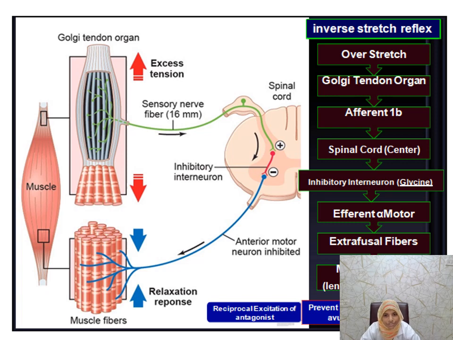And this is the inverse stretch reflex: overstretch or excess tension. The GTO will be stimulated. The afferent will go via the type 1B fibers. It is going to go to the spinal cord. It's going to bifurcate and synapse on an interneuron, an inhibitory interneuron, glycine. Then the efferent, the alpha motor neuron, is going to go to the extrafusal fiber and it is going to cause reciprocal activation or excitation of the antagonist muscle. This is happening to prevent tendon avulsion.